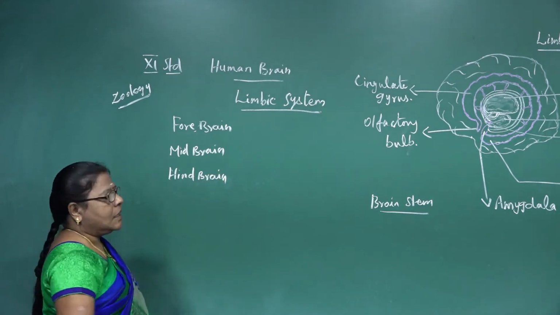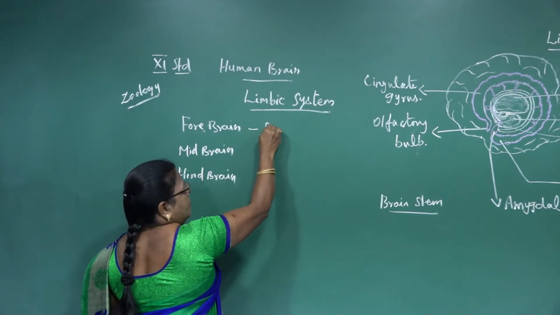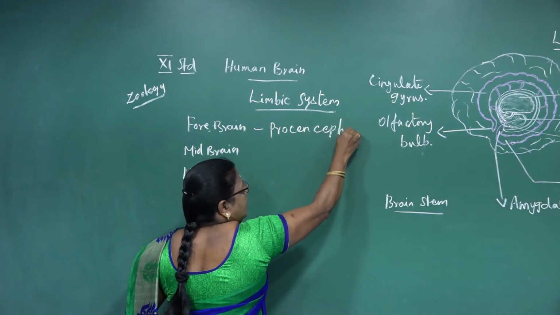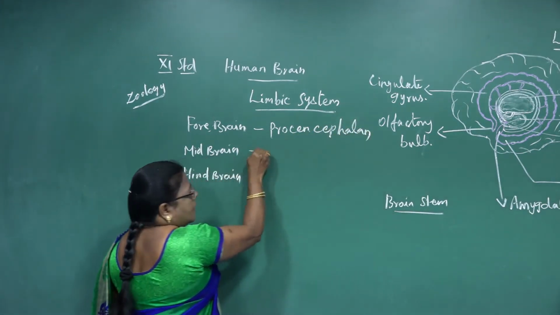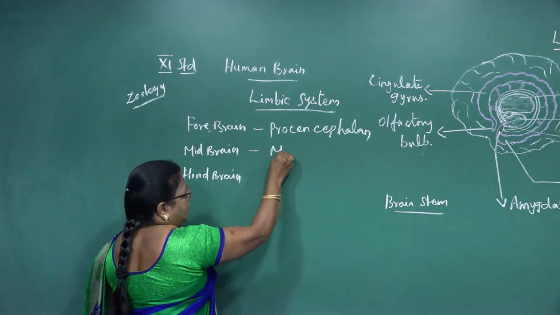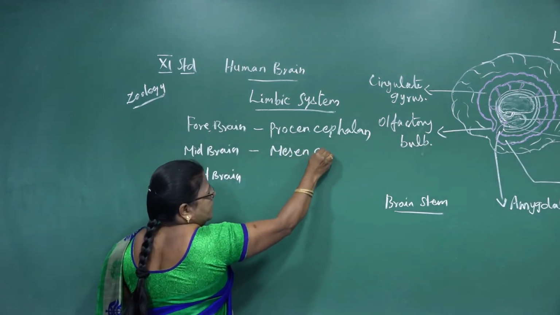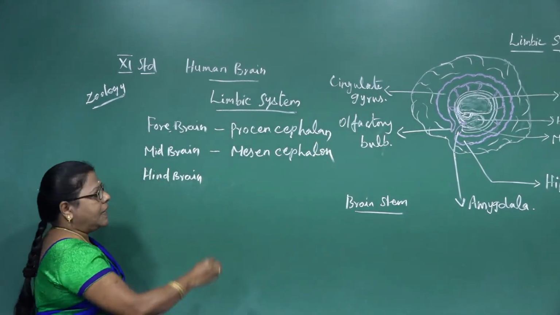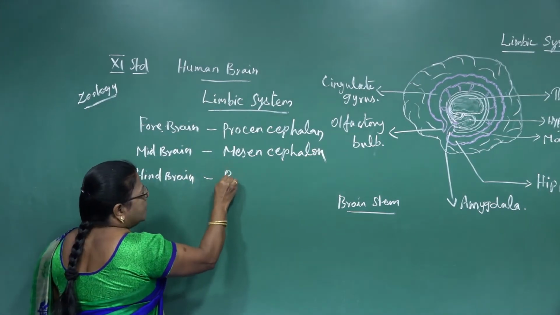Forebrain, otherwise called prosencephalon. Midbrain, otherwise called mesencephalon. Hindbrain, known as rhombencephalon.